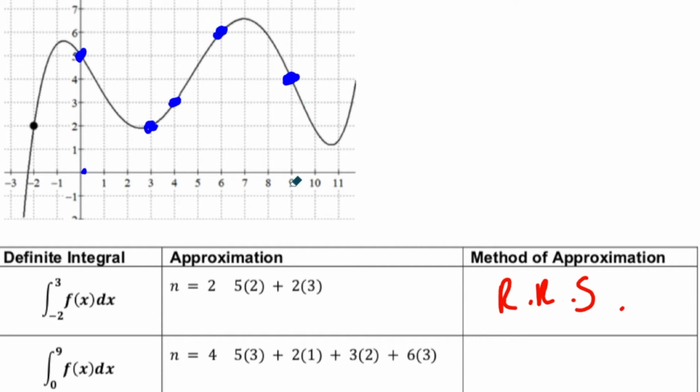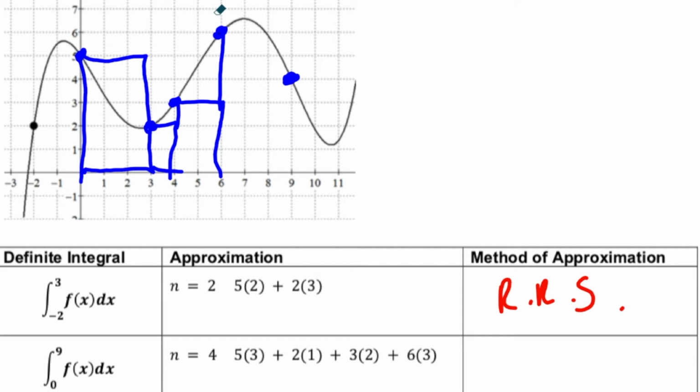So the first one says 5 with a width of 3. So we know the width was 3, and then the height being 5 means we're going all the way up here. So you can see there that that's a left endpoint. The next one, 2 and 1, means a width of 1, height of 2. Again, left endpoint. Next one has a height of 3 and a width of 2. Right, height of 3, width of 2. So that's a left endpoint, and then the height of 6 and a width of 3 gets us all the way out there to 9. So all of those are left Riemann sums.